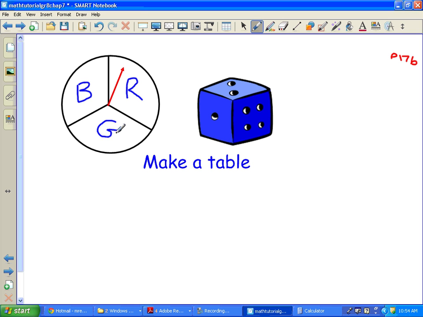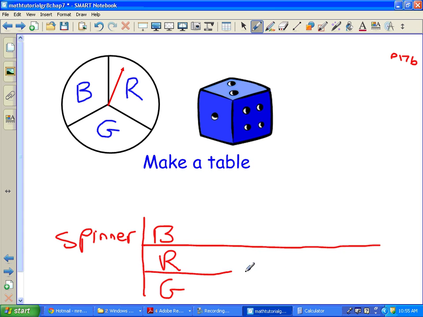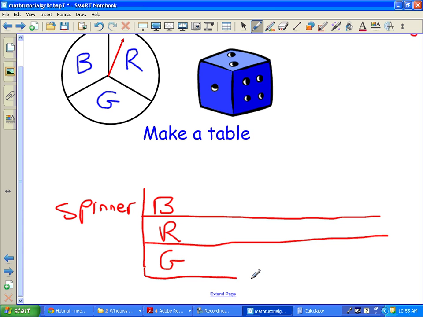So we've got 3 possible outcomes for our spinning of our spinner. And again, there's 6 possible outcomes for our die. So I'm going to make a table, and for my event, for my spinner, so there's my spinner. What are my 3 possible things? I could get a blue, red, or green. So I'm going to need one for blue, red, and green.